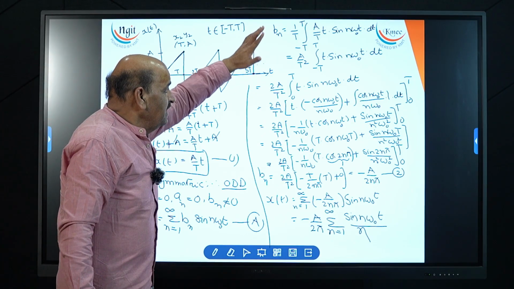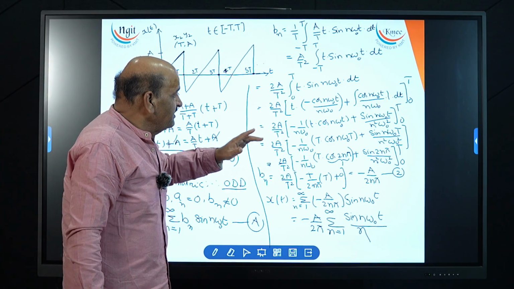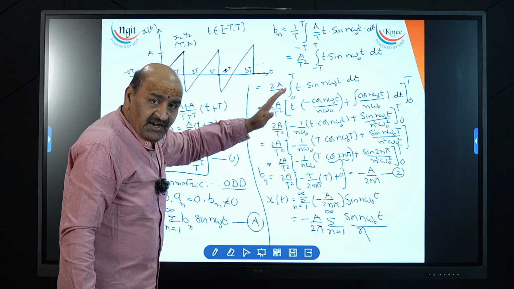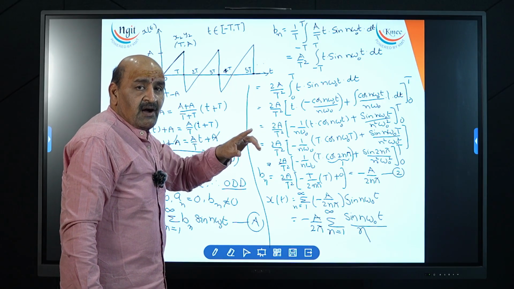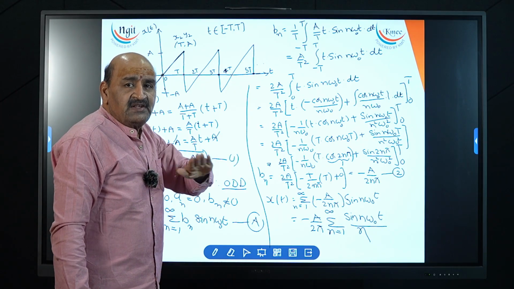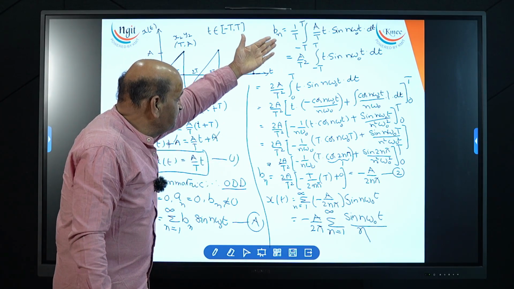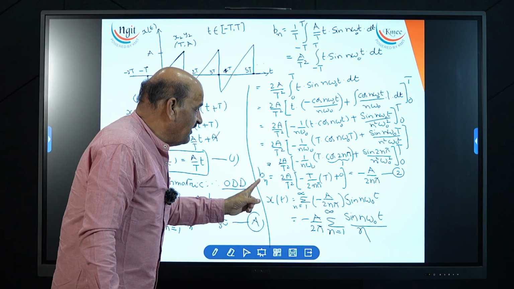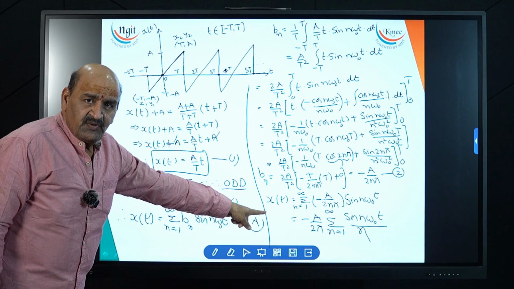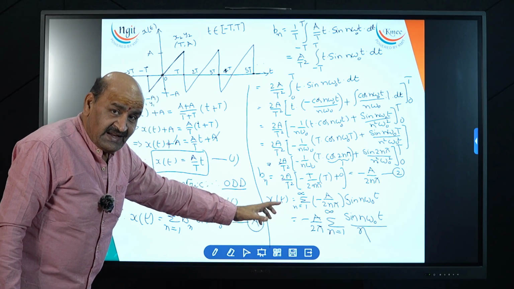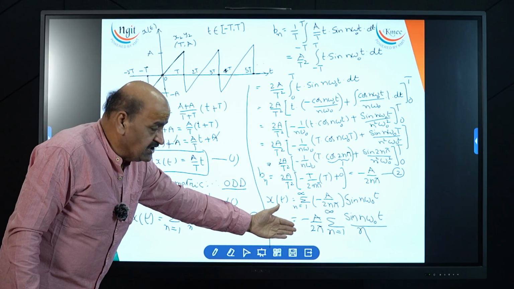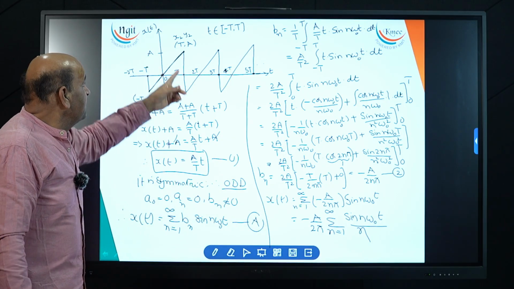Here we got bn. In almost all calculations there are common substitutions: omega naught equal to 2 pi by T, sin 2n pi equal to 0, cos 2n pi equal to 1. These are the common substitutions in every problem. Here at last, what did we get? Bn value we got 2. Substituting this value in the given equation, because the summation is for n and remaining all are constants, keeping all the constants out of the summation, that is the output for the given signal.